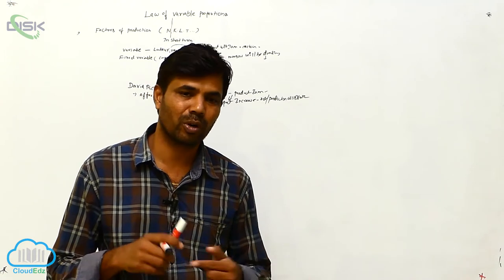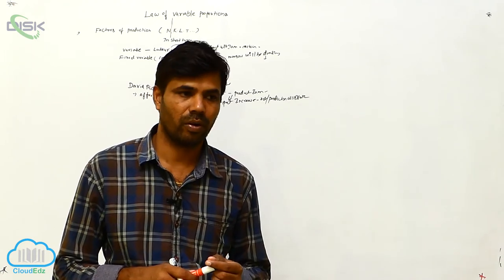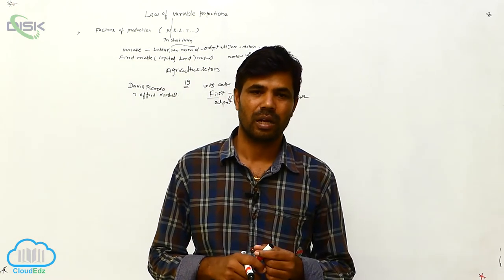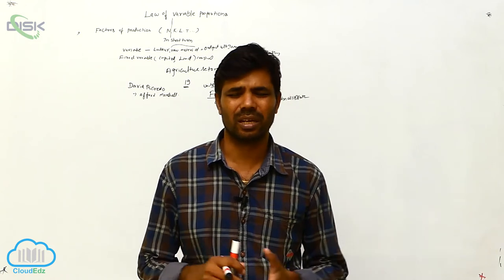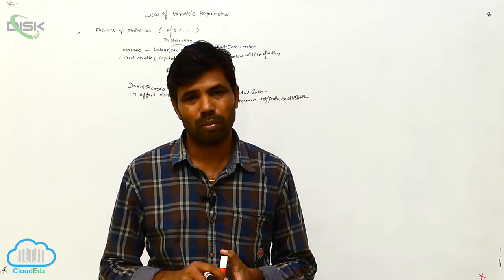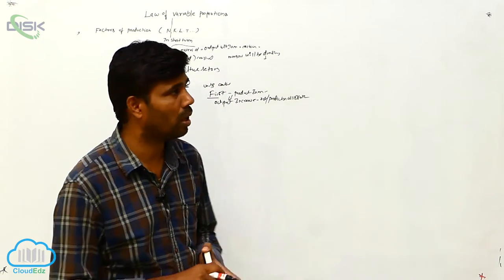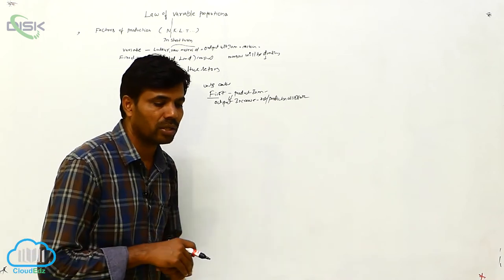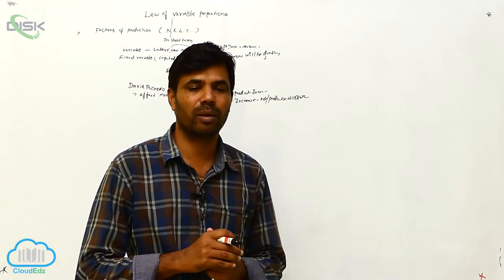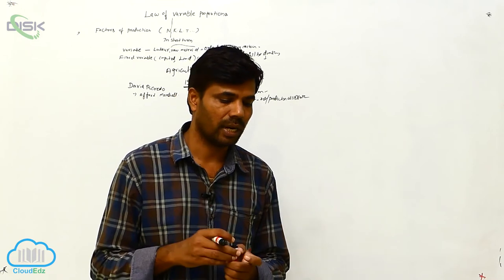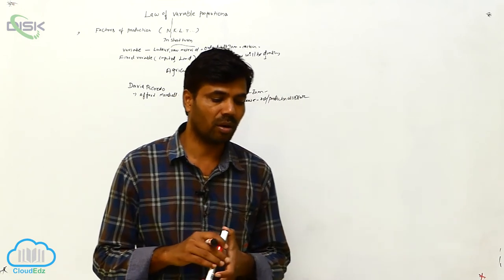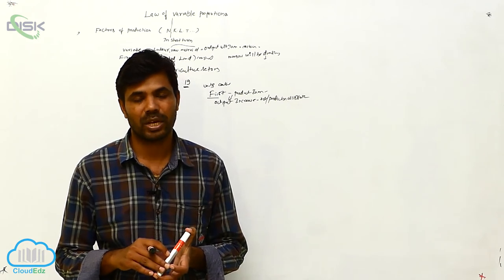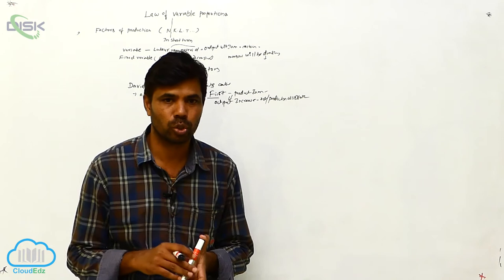So if it is possible, for productivity we consider only variables. If you are doing cultivation, it is increasing, there is no doubt about that. But it depends not only on fixed but also on variables. Okay, so we can explain the law with the help of a diagram, and the law is explained with the help of a hypothetical diagram.